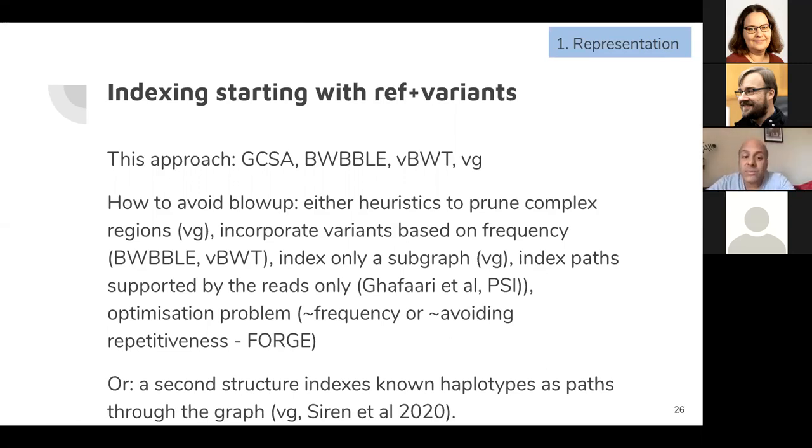Or you could see it as an optimization problem. Ben Langmead's team developed Forge, which you can optimize in terms of sort of frequency or trying to avoid adding too much repetitiveness to your graph. So we've basically developed all kinds of approaches to try and get rid of this problem. And the second option, of course, is you can add a second data structure, and that indexes known haplotypes. So that acknowledges that there are only a small number of haplotypes that really exist through this labyrinth.